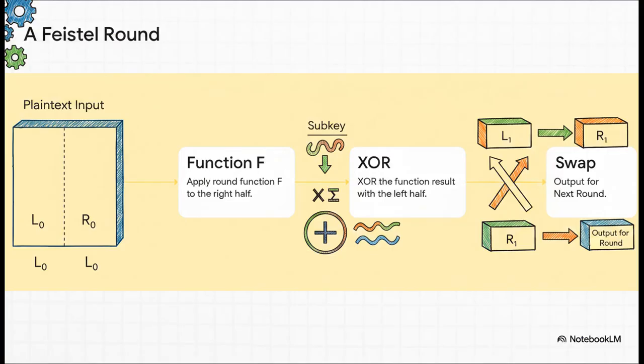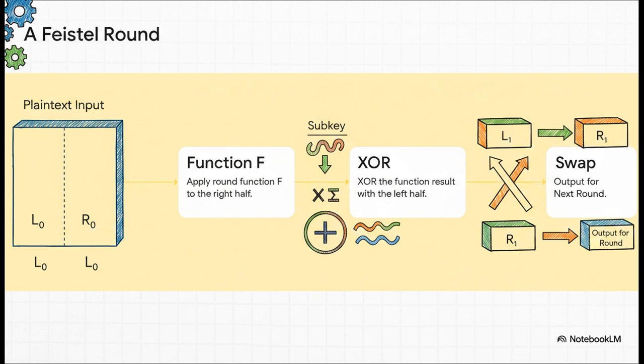Okay, now that we have our theory down, let's step into the engine room. How do we actually build a system that achieves this perfect blend of diffusion and confusion? The answer is the Feistel structure. Proposed by Horst Feistel, this is the exact architecture used by a massive number of symmetric block ciphers today, including DES. Here is the step-by-step path your data takes through just a single round of a Feistel network.